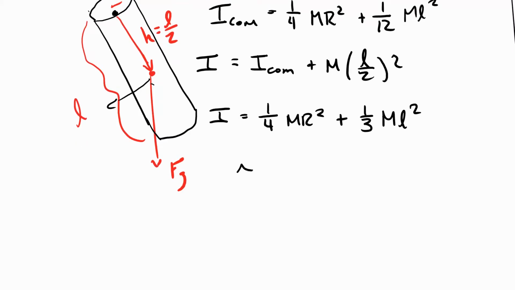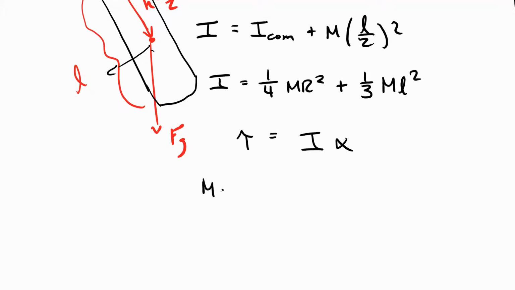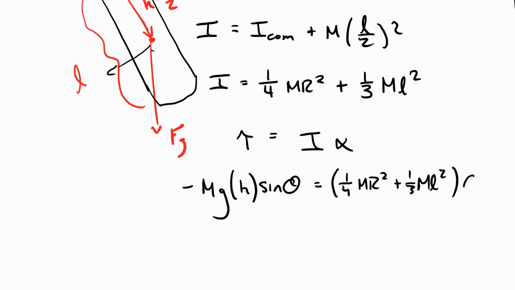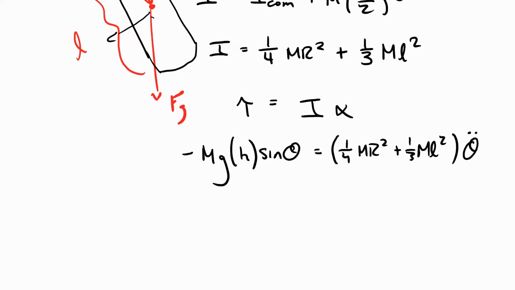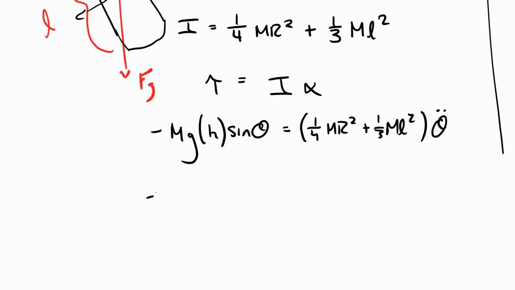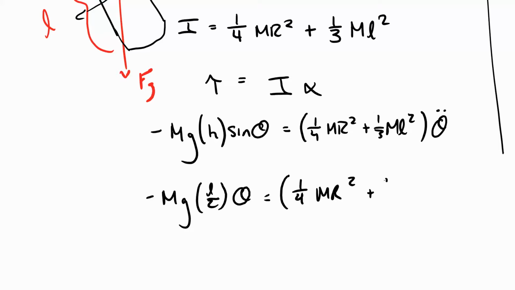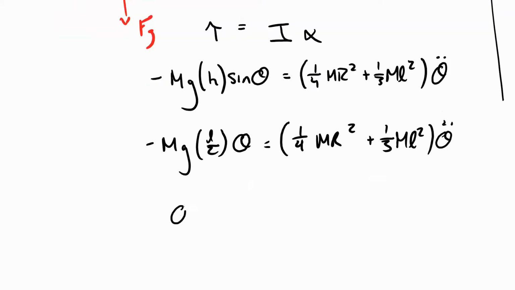So if I go now to write down Newton's second law again, tau equals I alpha, I would have still mg, this is going to be h sine theta, the minus sign, equals this horrifying monstrosity times theta double dot. But if we make the small angle approximation again and plug in what we know h is, we can see that this still resolves back down pretty cleanly to a manageable expression. Manageable maybe in scare quotes.